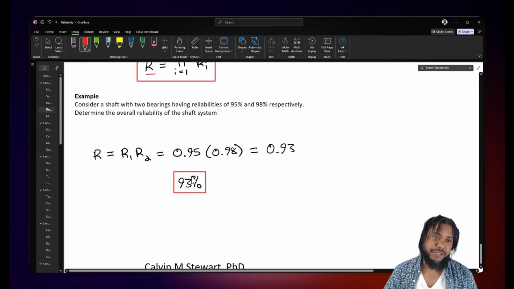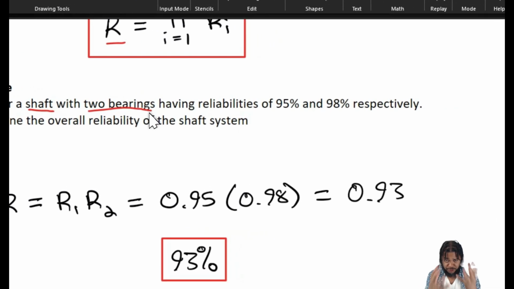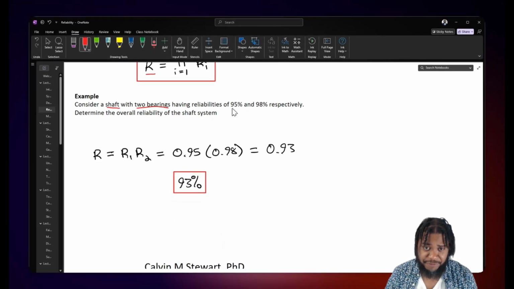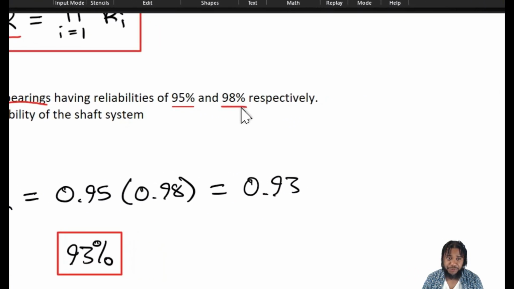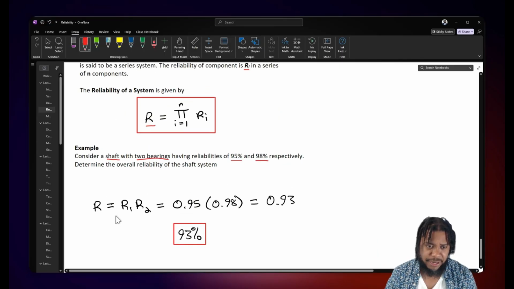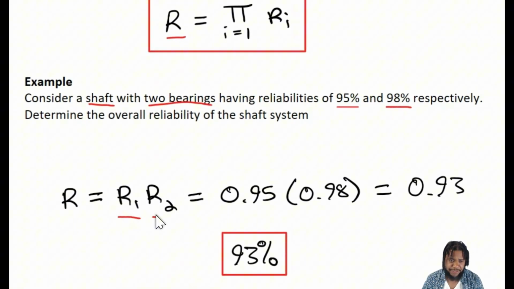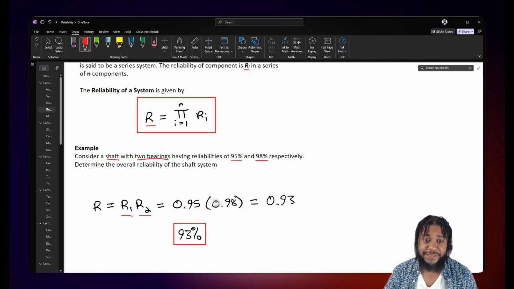So let's consider an example. Let's consider we've got a shaft. There are 2 bearings, 2 components, and they each have different reliabilities, one of 95% and one of 98%. And our goal is to determine the overall reliability of the shaft system. Well, then we're simply going to combine the reliability of the first bearing and the second together, and we find that their aggregate reliability is less than their individual reliability. It's equal to 0.93, which is 93%.